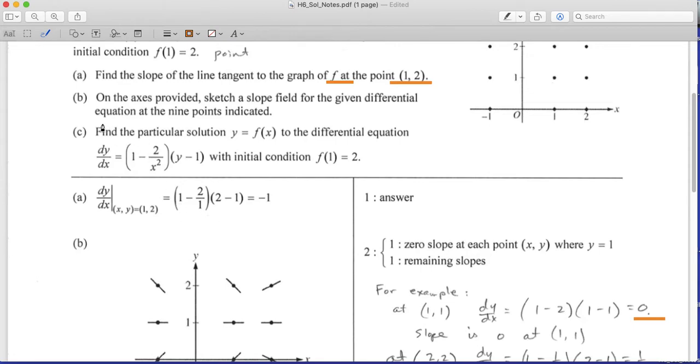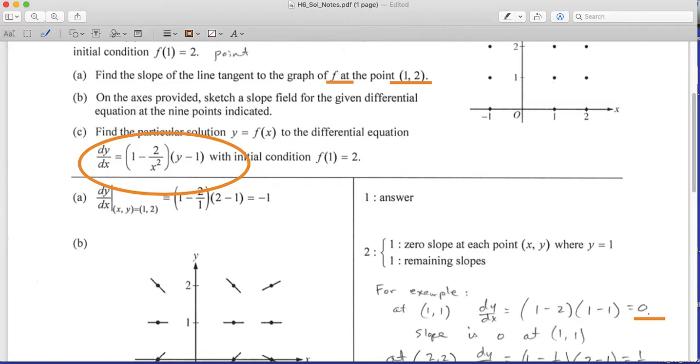Then comes part C. Part C is the solving the differential equation part, and that's worth most of the points. You'll notice part A and part B together are only worth 3 points, so that means part C is worth 6 points. What you have to do is solve this differential equation symbolically subject to that initial condition.